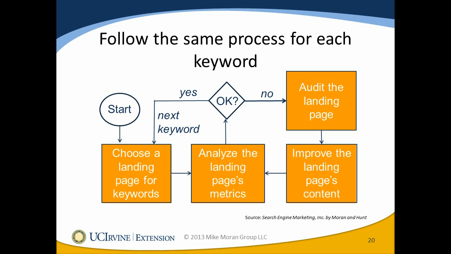You improve the page's content by fixing those problems, and then you analyze the metrics again. And you continue that loop of analysis, audit, improvement until the page is performing the way you want it to. And then you move on to the next keyword. That's what the process is.